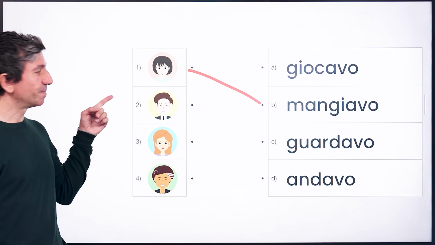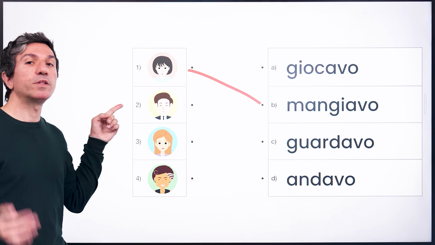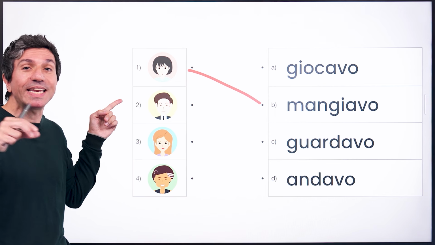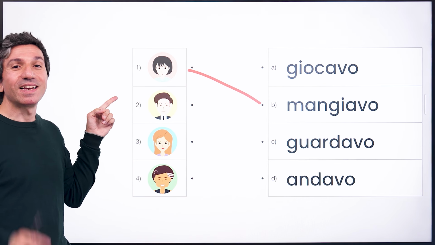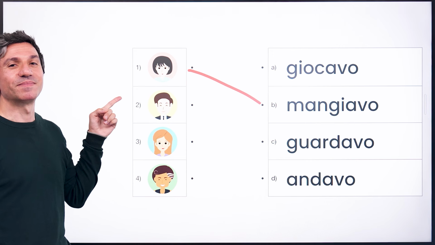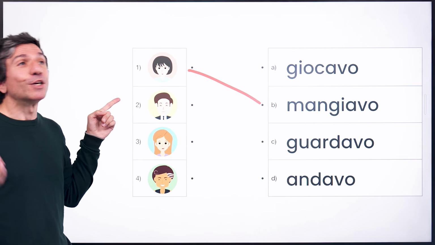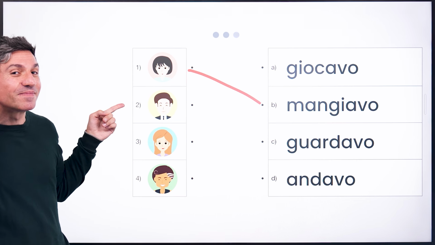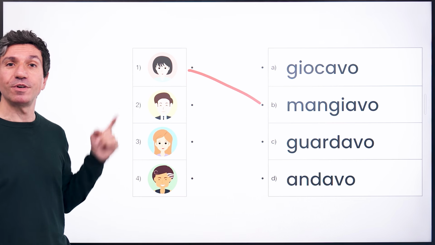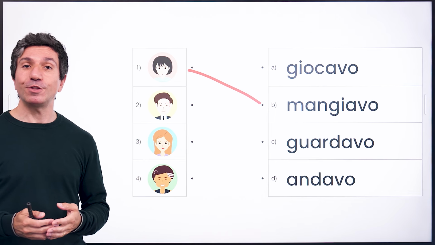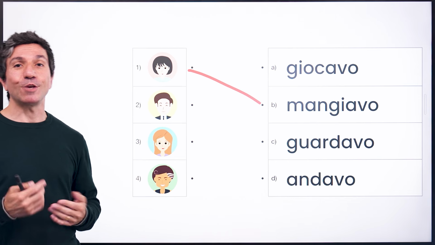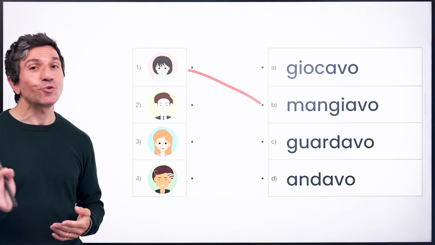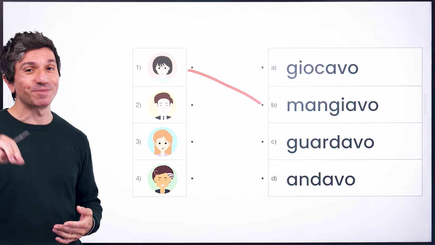How about quando ero piccolo giocavo con le macchinine? Let's listen one more time. Quando ero piccolo giocavo con le macchinine. Did you hear giocavo? Giocavo is the imperfetto of giocare, used here to express a habitual action during childhood.